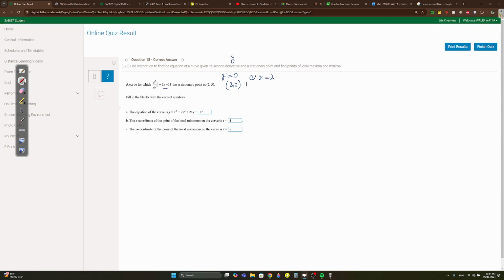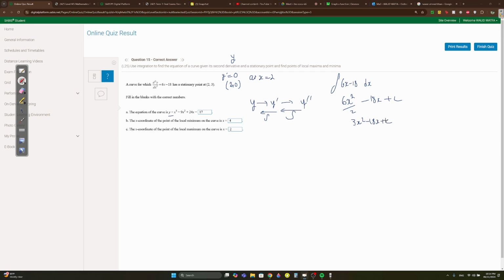Anyway, we want to find y. We have y, you derive to go to y prime, you derive again to go to y double prime. Y double prime is d squared y over dx squared, the second derivative. To go back, we have to integrate. Let's integrate to go to y prime. Integral of 6x minus 18 dx. Take 6x down, add 1 to the power, divide by power. Minus 18, you just add an x because it's a constant term, plus c. So you're going to get 3x squared minus 18x plus c.